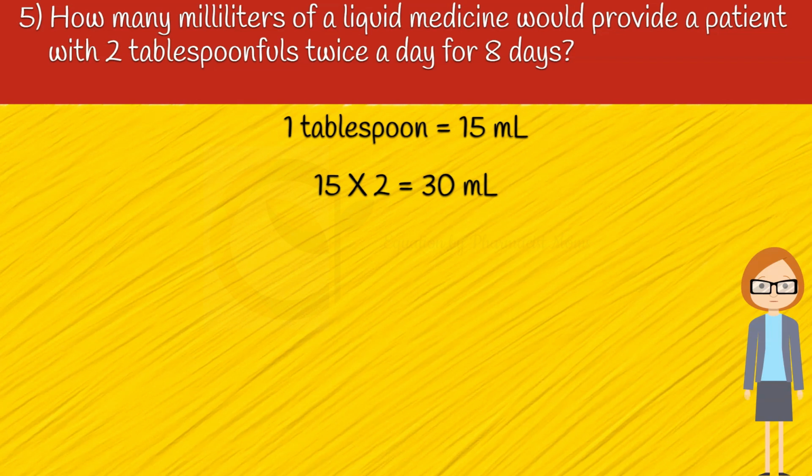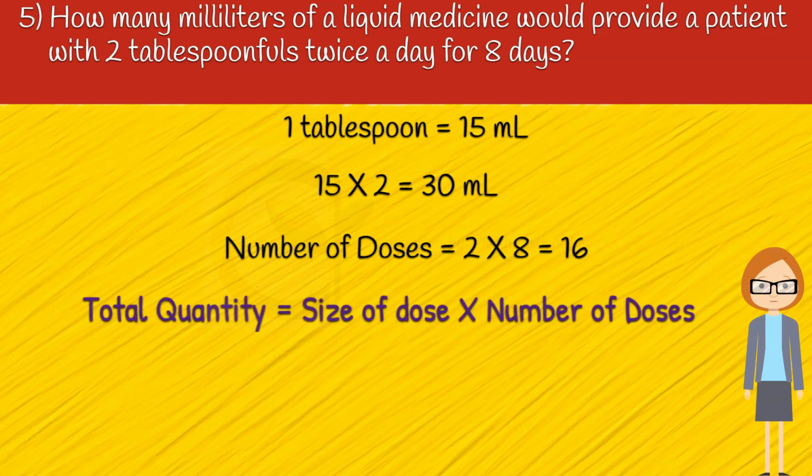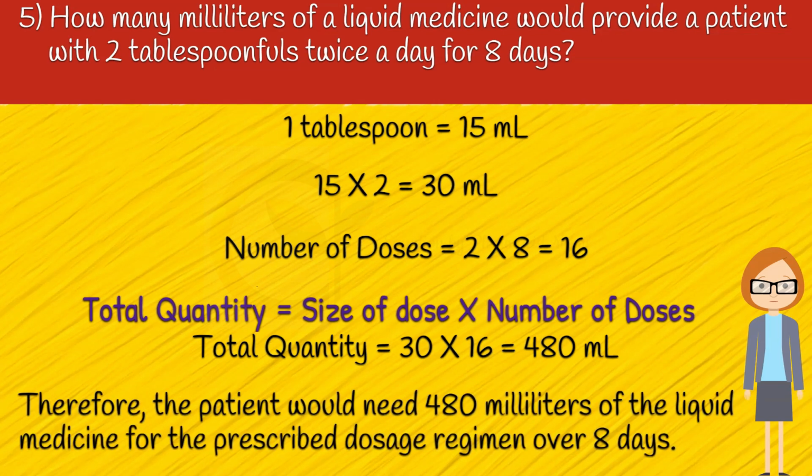Since the patient takes 2 tablespoonfuls twice a day, the size of each dose is 30 milliliters. The patient will take 2 tablespoonfuls twice a day for 8 days, so the number of doses will be 16. To calculate the total quantity, we multiply the size of dose by the number of doses. Therefore, the patient would need 480 milliliters of the liquid medicine for the prescribed dosage regimen over 8 days.